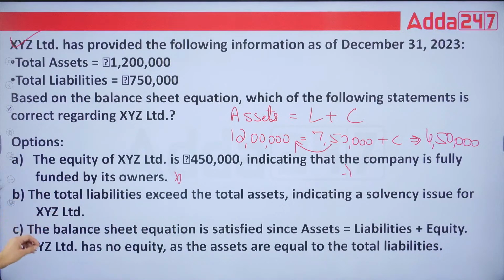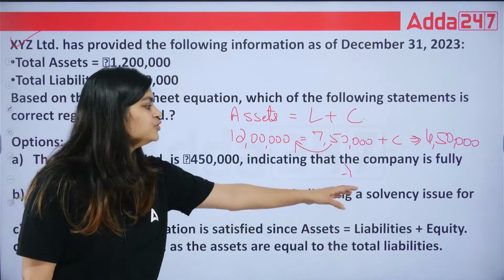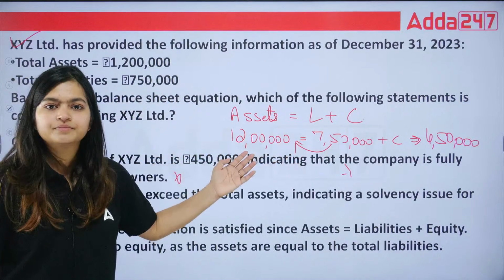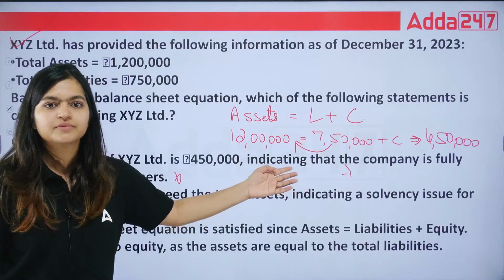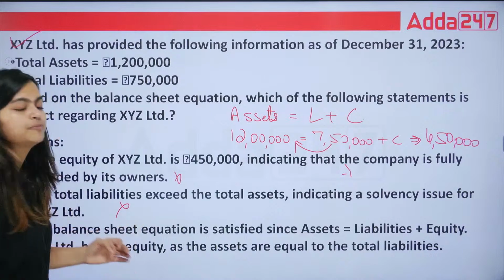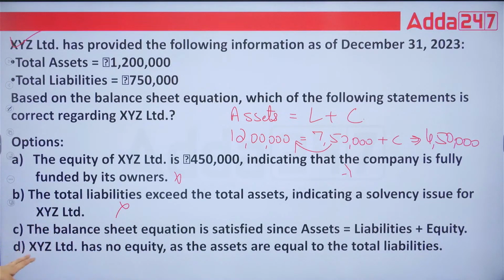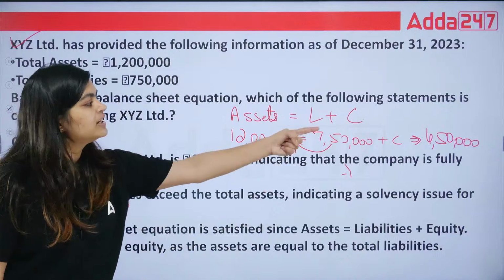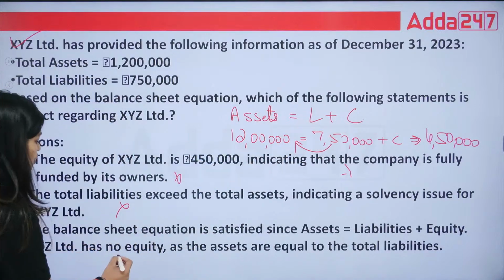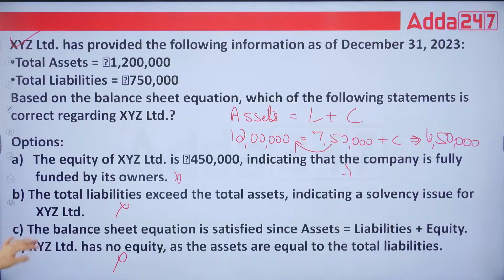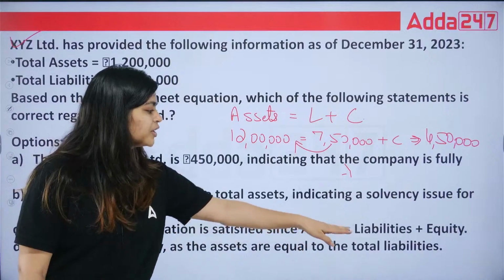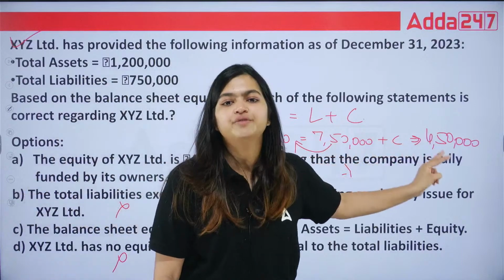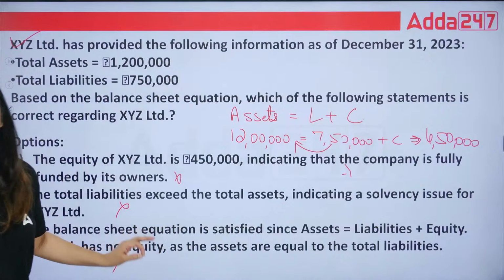Now, if you see the second option, the total liabilities exceed the total assets, indicating a solvency issue for XYZ Limited. That is not true. Your assets are more than your liabilities only. So there is no issue of solvency. That's why this option is also wrong. If you see the D option, XYZ Limited has no equity as the assets are equal to the total liabilities. That is also wrong because 4,50,000 is your equity part. So this is also a wrong statement. If you see the third option, the balance sheet equation is satisfied since assets equal to liabilities plus equity. Yes, with the help of this equation, we know that capital is 4,50,000. So this statement is the correct statement.